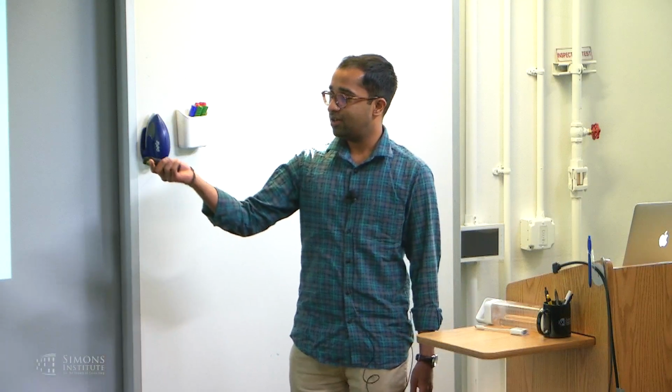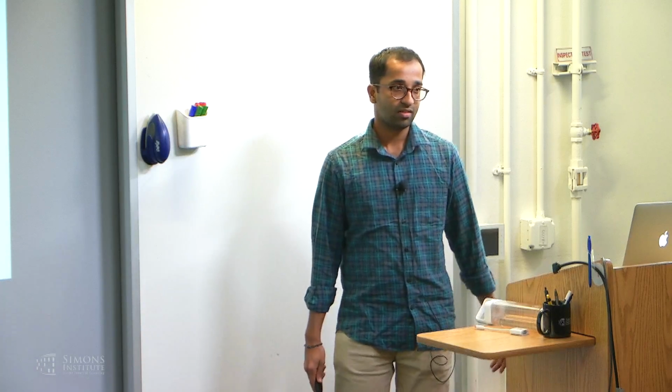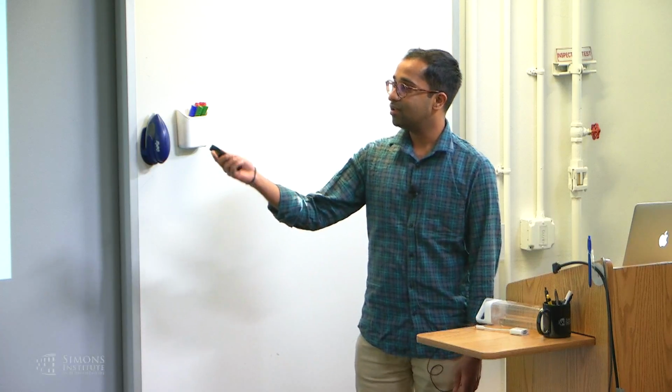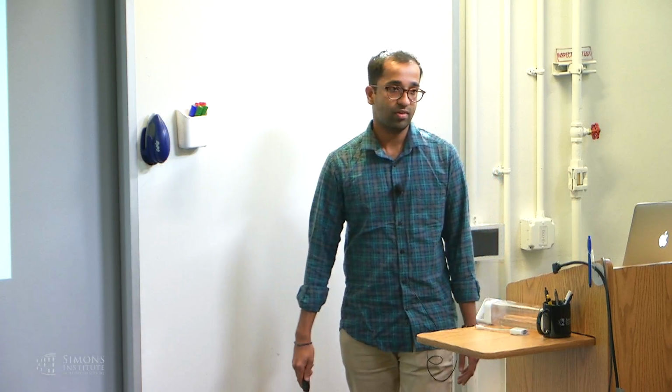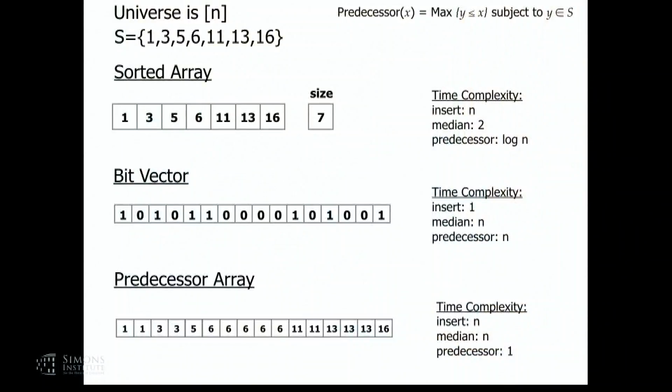Another way to represent your set is just by writing down the indicator vector of the set. In this case, the insertions are very quick, but median and predecessor computations are expensive. Another simple data structure that you can think of is the predecessor array, essentially an array of length n, where the ith entry stores the predecessor of i. And here the predecessor computations are very fast, but insertions and medians are expensive.